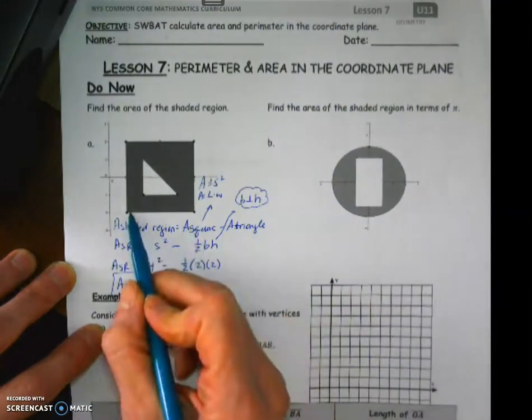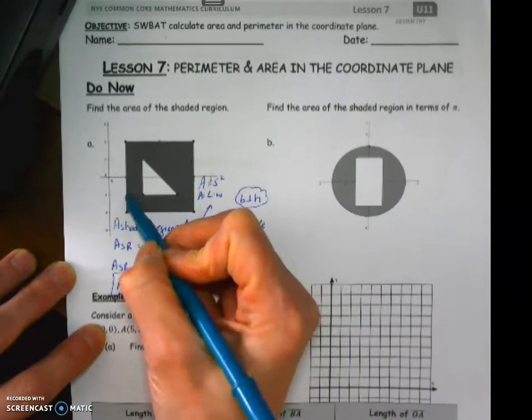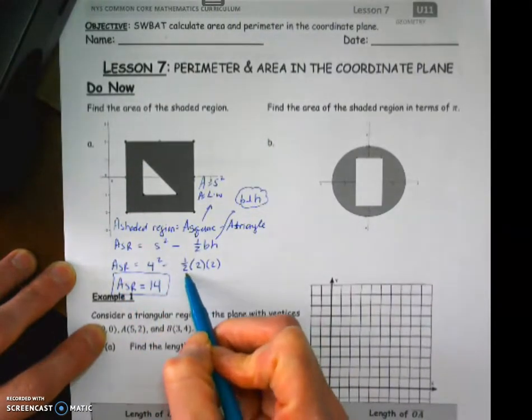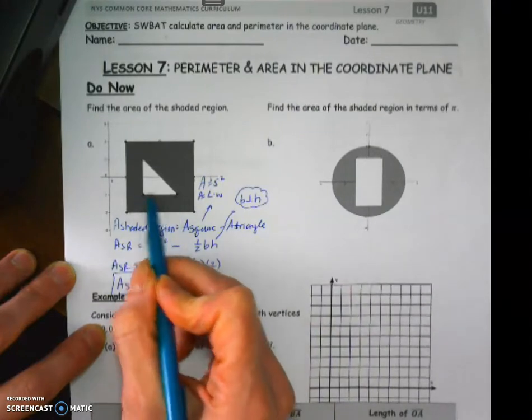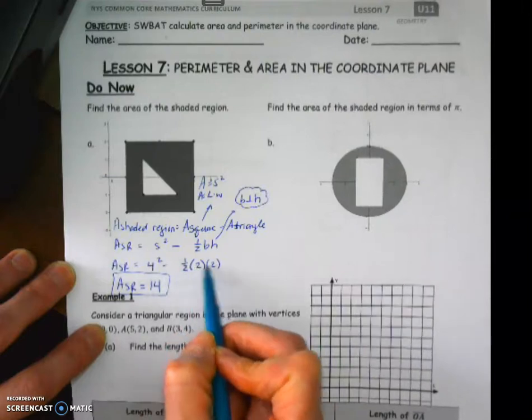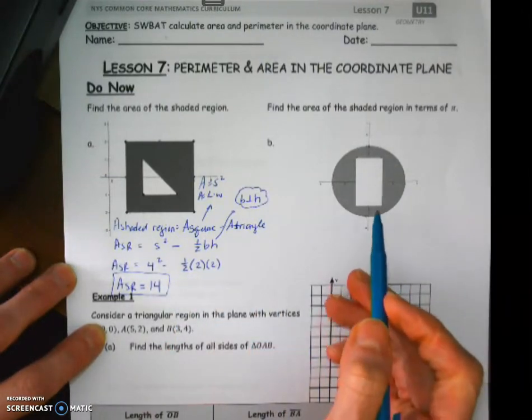Okay, so you should have found out that each side of this square is 4 units. 1, 2, 3, 4, so 4 times 4, or 4 squared. And 1/2 the base of the triangle is 2 units, and the height of the triangle is also 2 units. So 1/2 times 2 times 2, so the area of the shaded region is 14. So for the next one, you're going to do the same process.